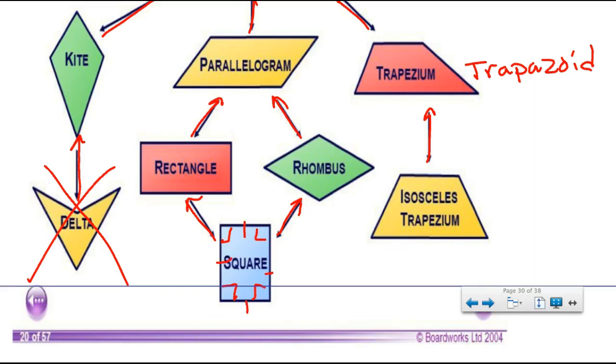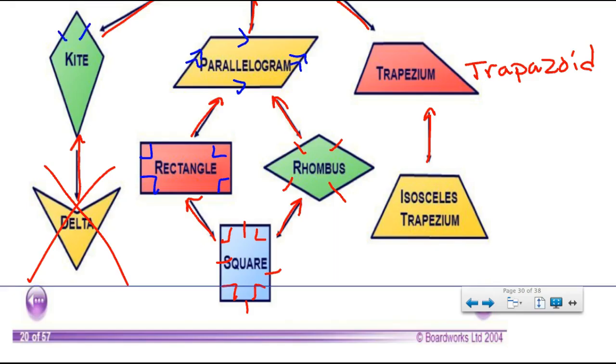So what we've got here, again, every square has four right angles, making it a rectangle, and four congruent sides, making it also a rhombus. A rhombus has four congruent sides. A rectangle has to have four right angles. And they're all parallelograms, and parallelograms have opposite sides parallel. So you read it from the bottom up. A rhombus is a parallelogram, is a quadrilateral.